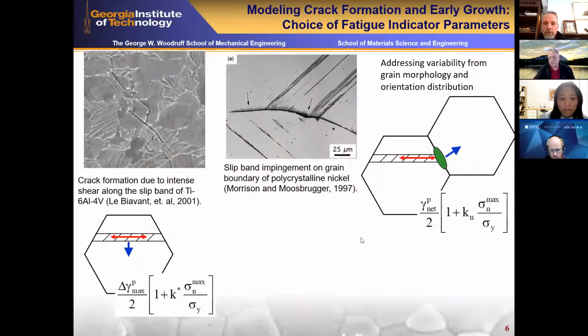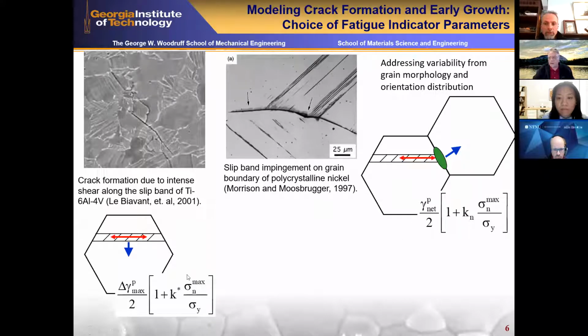The 2 fatigue indicator parameters that we've looked at rather extensively are based on the so-called Fatemi-Socie concept of the maximum plastic shear strain amplitude, or the maximum shearing rate amplitude on the slip plane, modified by the influence of the peak normal stress, the peak tensile normal stress to that plane. And the argument going back to Fatemi and Socie for intermediate crack initiation lengths is that somehow the effect of the normal stress is to assist in the propagation of a crack through a microstructure.